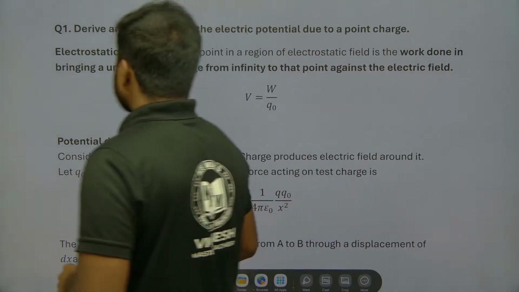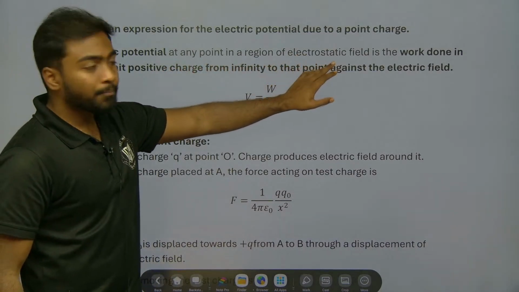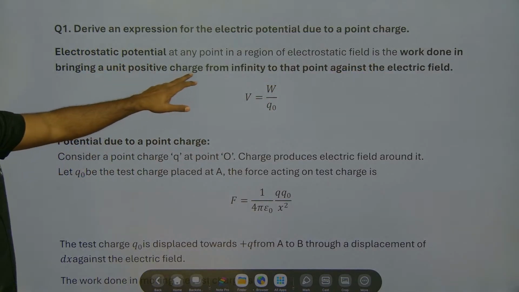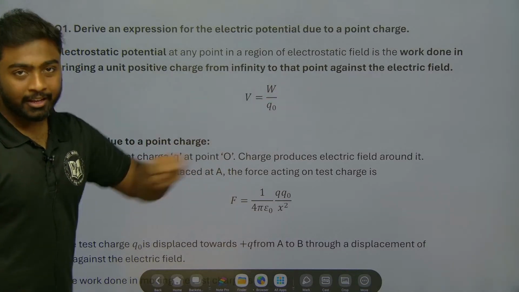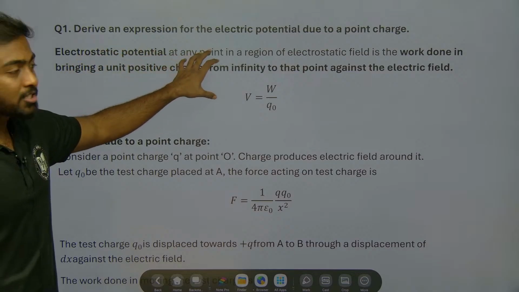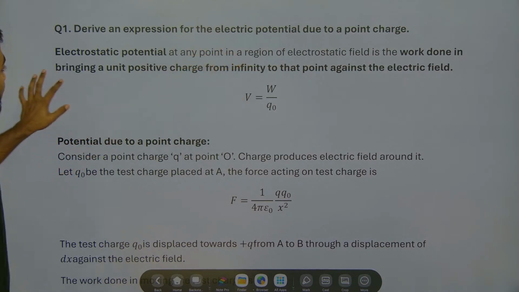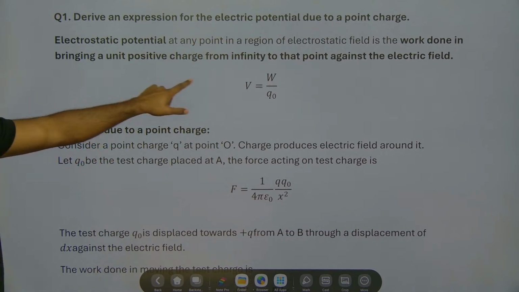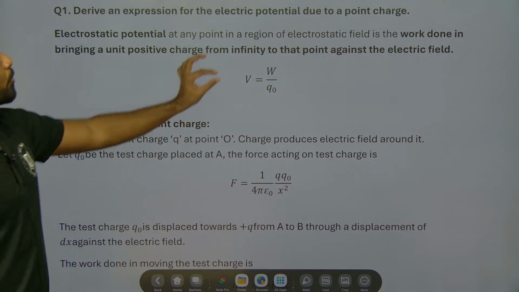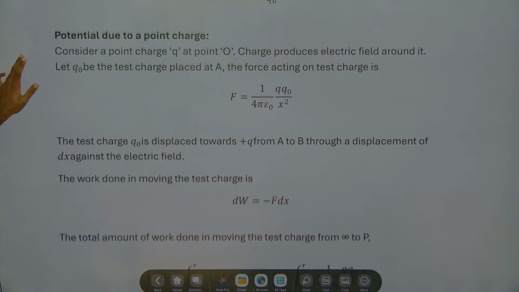Electrostatic potential at any point in a region of electrostatic field is the work done in bringing a unit positive charge from infinity to that point against the electric field. This work done in bringing the unit positive charge against the electric field is called electric potential, denoted by the letter V. So it is work done per unit positive charge. Potential due to a point charge is what we need to derive now.